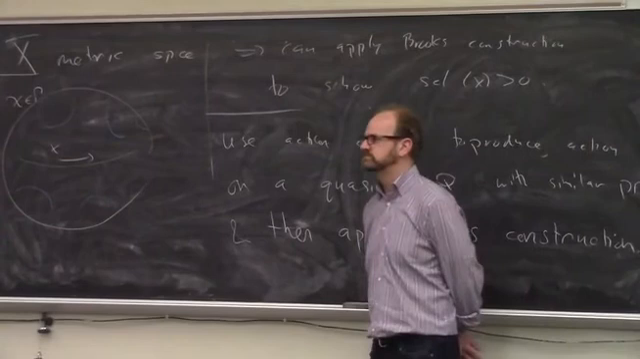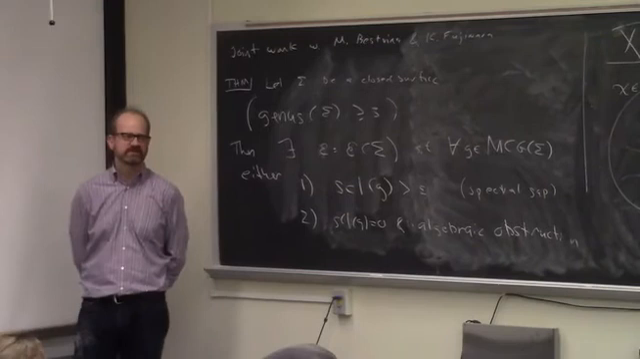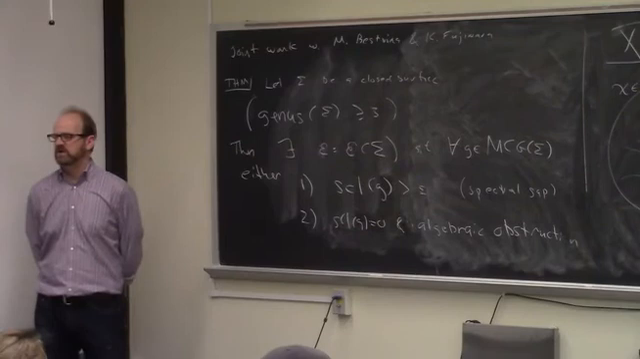Say in a word what the relationship between sigma and epsilon is. As sigma gets bigger, epsilon gets smaller. What is it about sigma that makes this quantity positive?